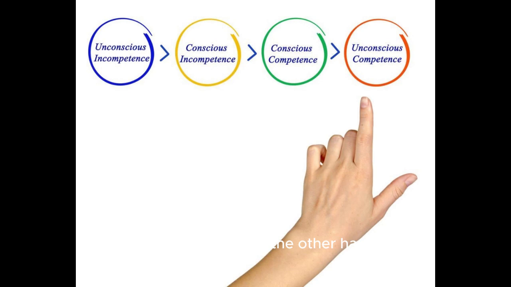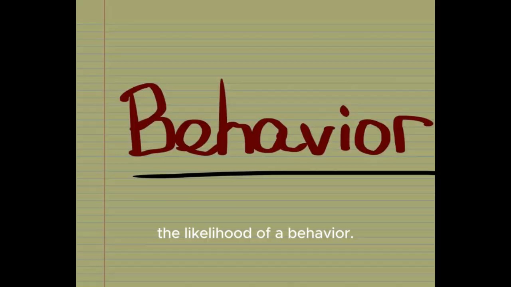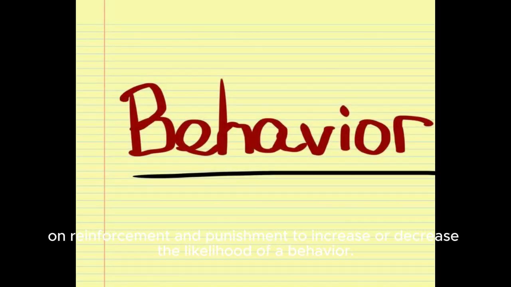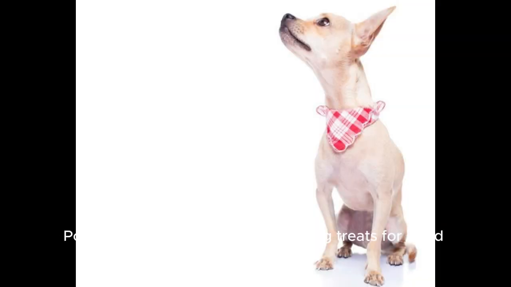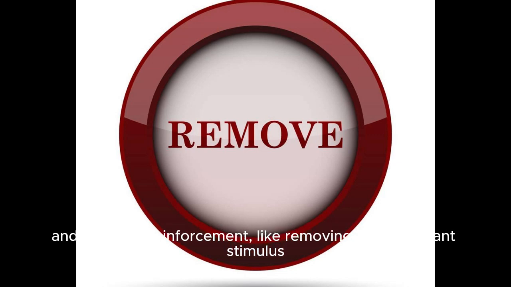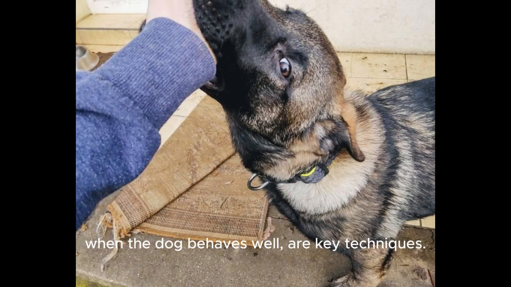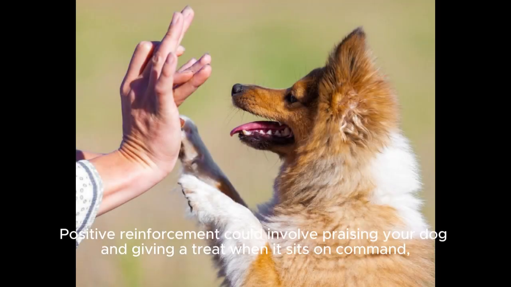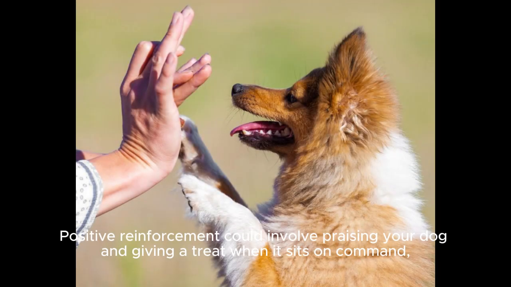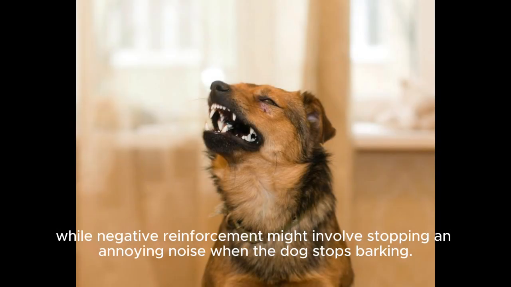Operant conditioning, on the other hand, relies on reinforcement and punishment to increase or decrease the likelihood of a behavior. Positive reinforcement, such as giving treats for good behavior, and negative reinforcement, like removing an unpleasant stimulus when the dog behaves well, are key techniques. Positive reinforcement involves praising your dog and giving a treat when it sits on command, while negative reinforcement might involve stopping an annoying noise when the dog stops barking.